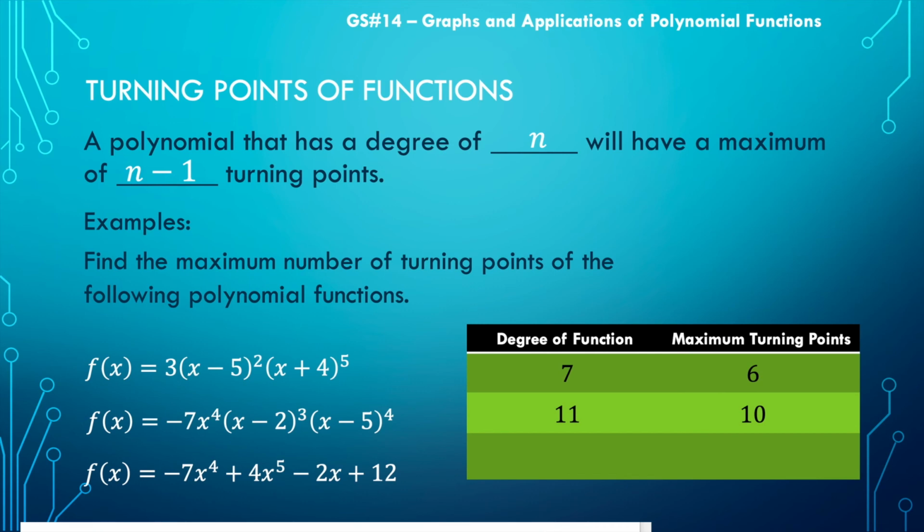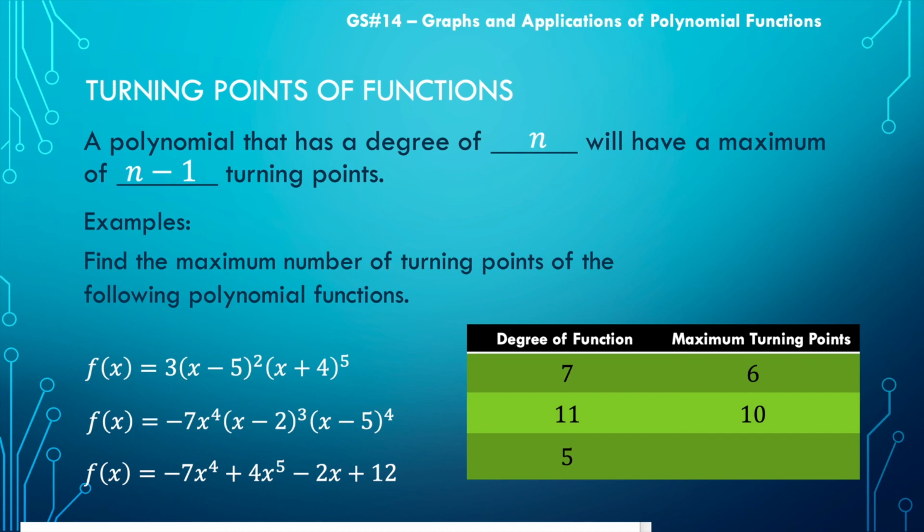This last example is a little bit different in that it is not in factored form. It's already multiplied out, and we are just looking for the degree of this function. I have done something a little tricky. I need you to look carefully at this function and find its degree. Hopefully you said that the degree of this function is 5. I did not write it in standard form.